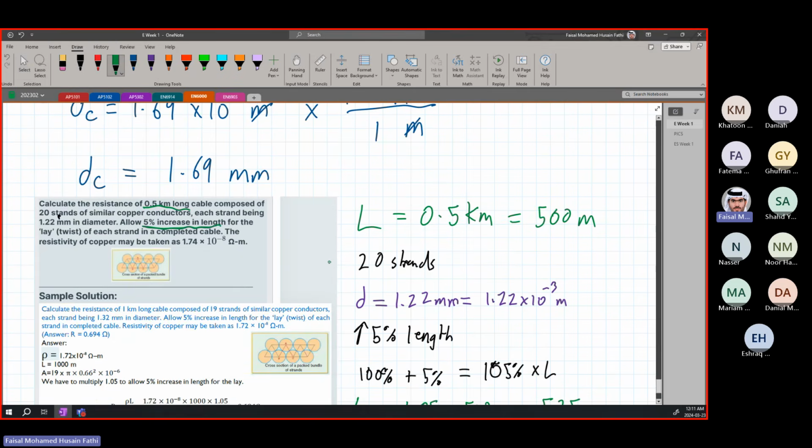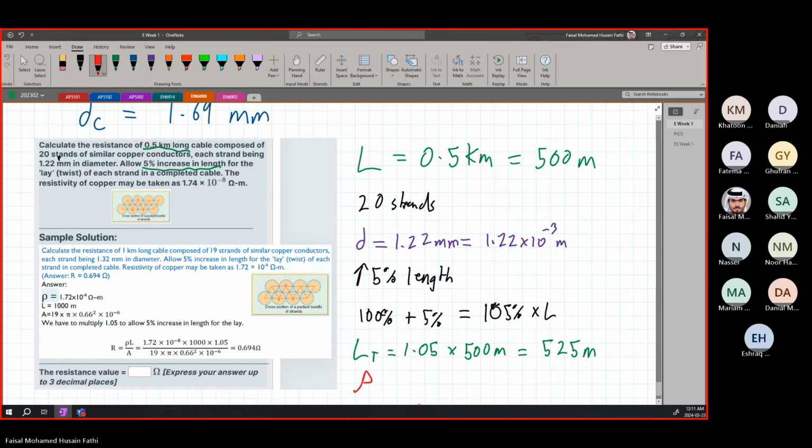So the 5% increase in length, the resistivity is given as 1.74 times 10 to the minus 8 ohm meter. So what does strands mean?